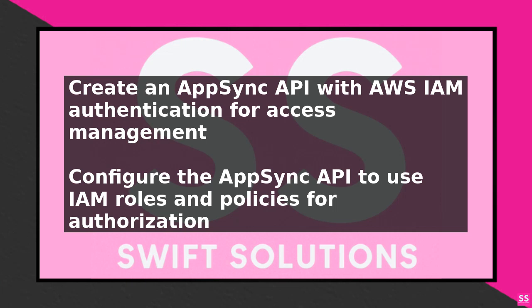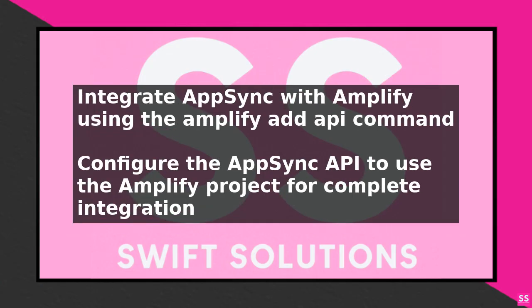To secure the integration, enable IAM authentication for the AppSync API and configure the necessary IAM roles and policies. This will ensure that only authorized users and services can access the API. Use IAM roles to manage access to the AppSync API, and configure the necessary permissions and policies to control what actions can be performed on the API.